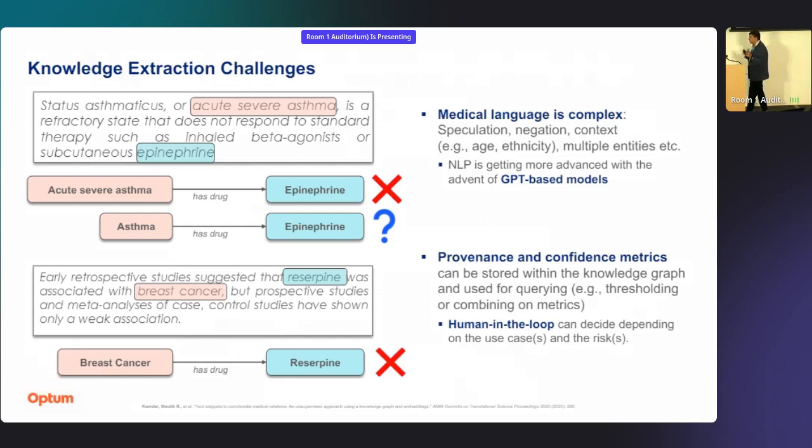And once again, as I mentioned, this was done when we used a GloVe embedding model. So definitely NLP is getting a bit more advanced with GPT-based models. So I just wanted to put that out there. But when you are storing knowledge from automated extractions in your knowledge graph, you could think about also storing the provenance and confidence metrics directly within the graph. And then a human in the loop can decide when and if to use these relations or these classifications for their downstream applications, depending on the use case and the risk associated with them.